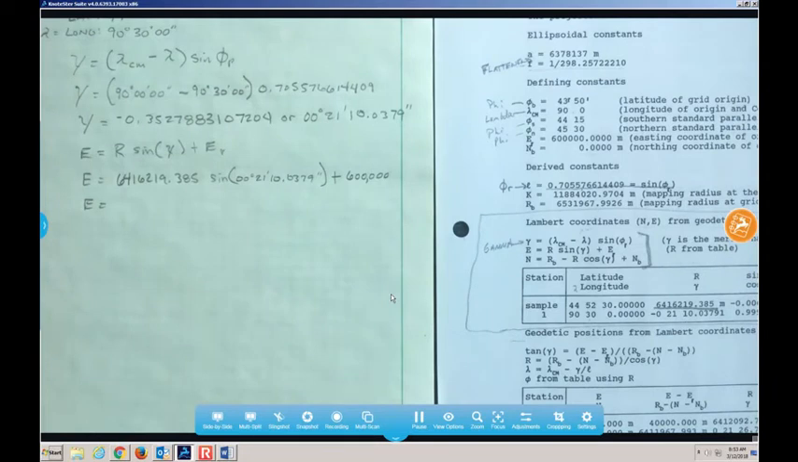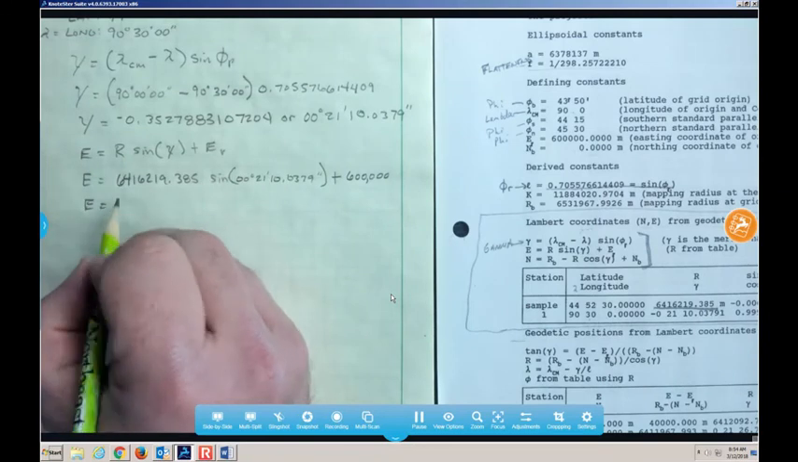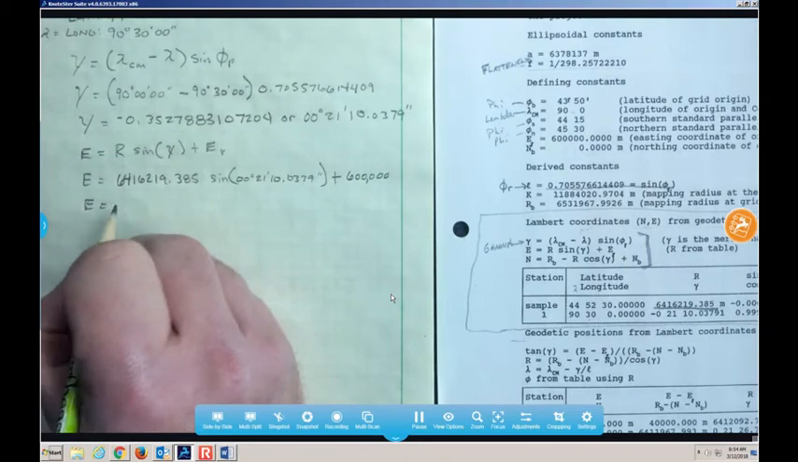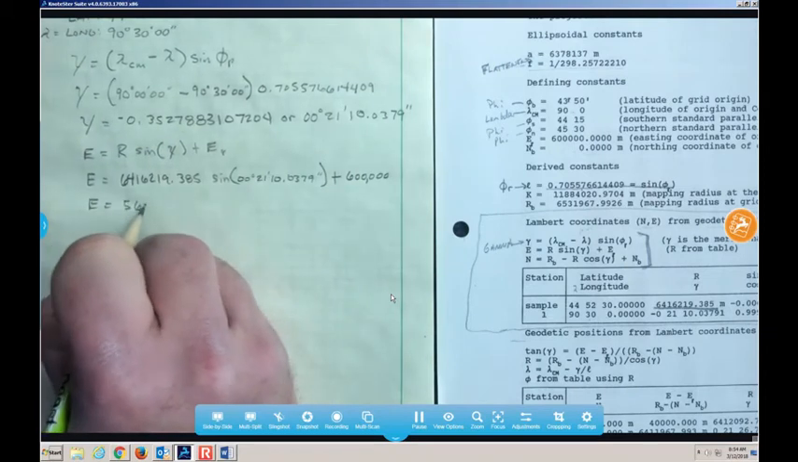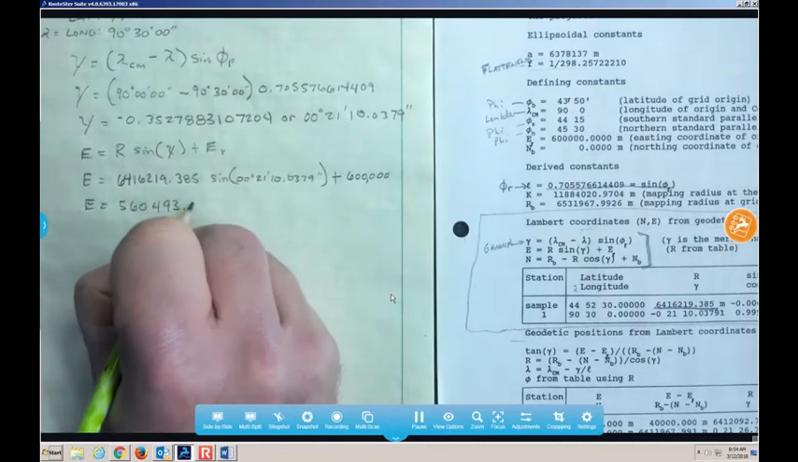Now this value that E is going to give you when you do this calculation is in meters. Well, I want your answers in feet. So you're going to have to convert from meters to feet. There's right now, 560,493.571977.